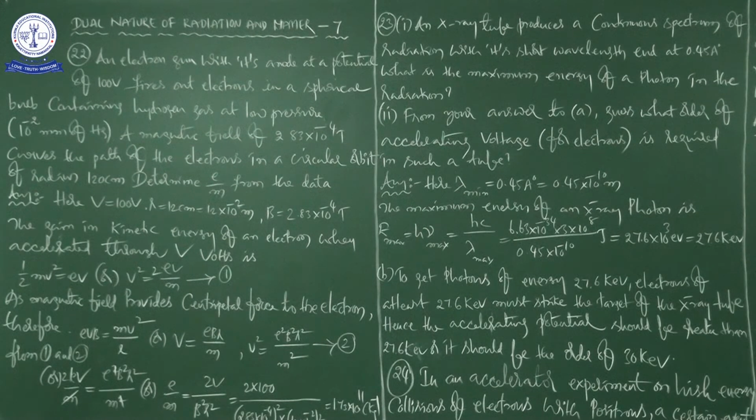So this is the data they have given. What is the data they have given in this problem? First, potential, 100 volts, and the radius of the circular orbit, 12 centimeters. You can write in meters, 12 into 10 to the power of minus 2 meters. And the magnetic field 2.83 into 10 to the power of minus 4 Tesla. So three values they have given, and from this data he is asking to find e by m, that is, the ratio of charge to mass.